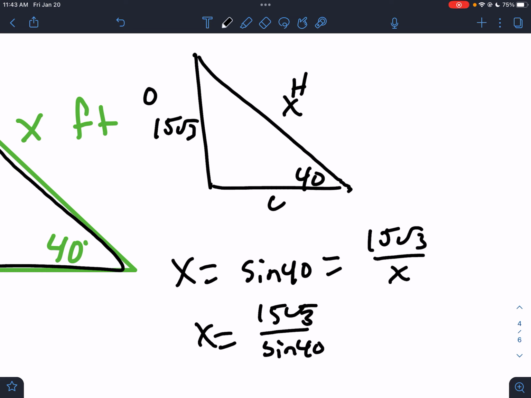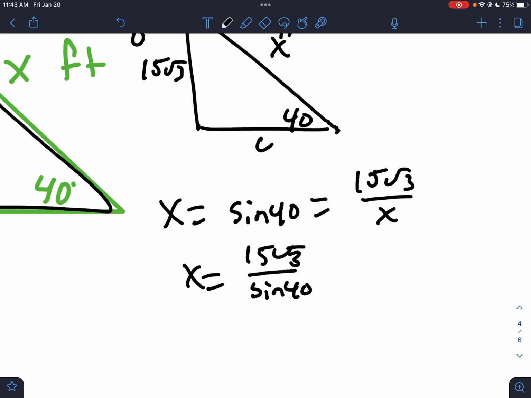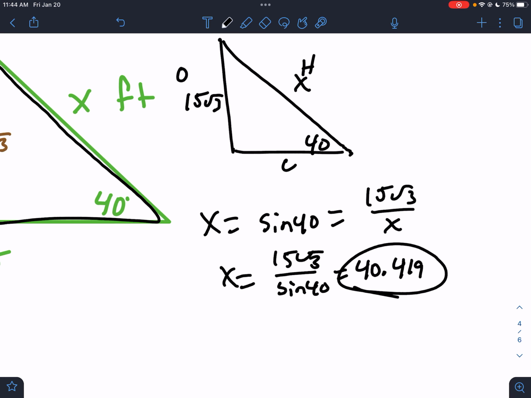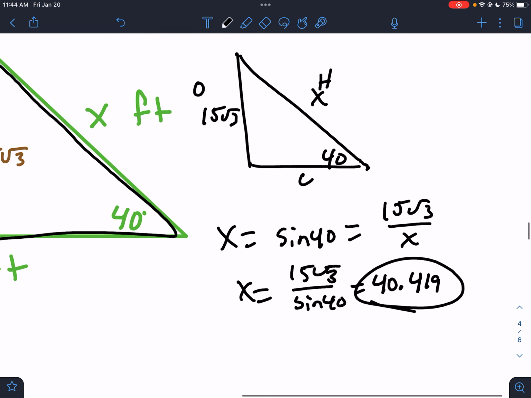Type that in. Practice typing this in. This would be a tough one for a lot of people. 15 root 3 divided by the sine of 40, and I get 40.419. Nice! And then what's the other situation? I got to get C.